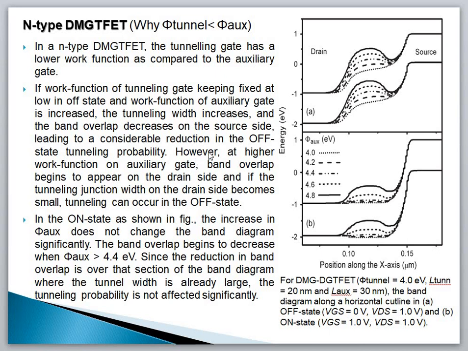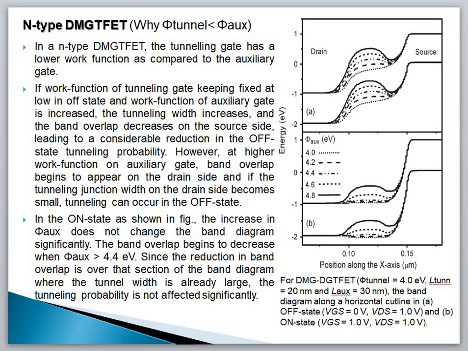This means that if we are increasing the auxiliary gate work function, at the source side the bands will overlap less, but at the drain side they will overlap more. It will increase the ambipolar current because the junction will overlap more at the drain side and increase the tunneling probability, so the ambipolar current is increased. But if you are looking at the source side, the tunneling probability reduces. This means it will reduce the off-state current of the device.